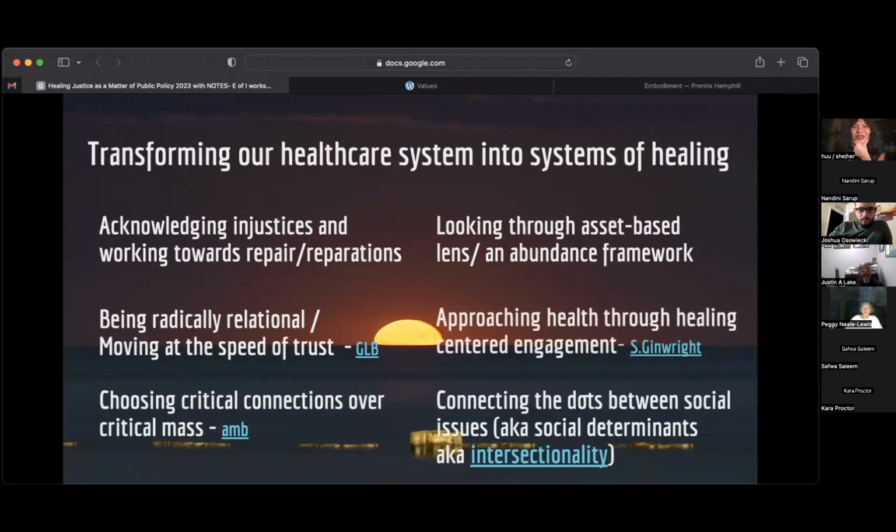So these are the other ways that I'm thinking, especially for folks who are interested in ways that we can transform our systems, that we're looking through an asset-based lens and an abundance framework. And again, this is very much coupled with approaching health through healing-centered engagement, which again, I referred to Dr. Shawn Ginwright, who coined this term.